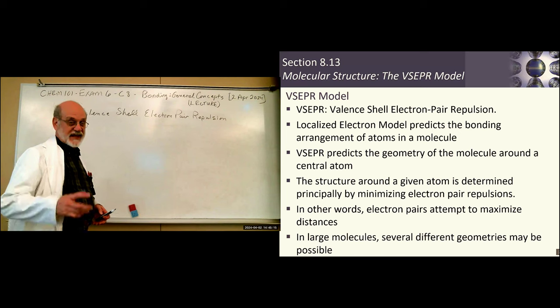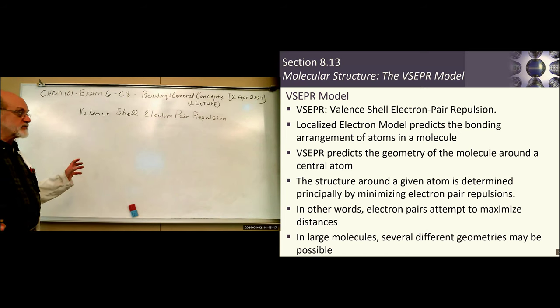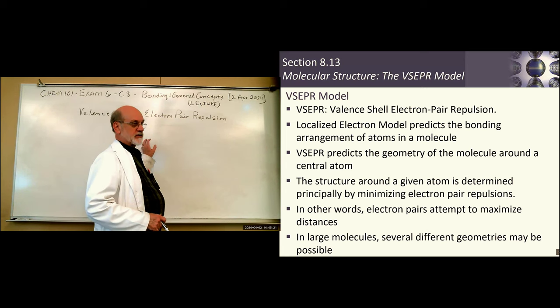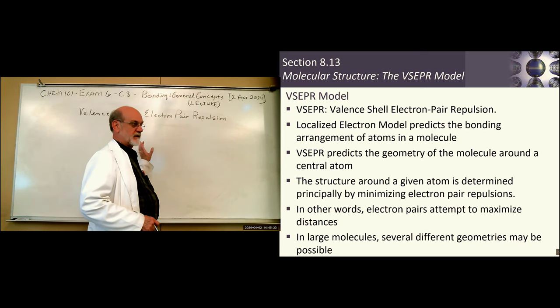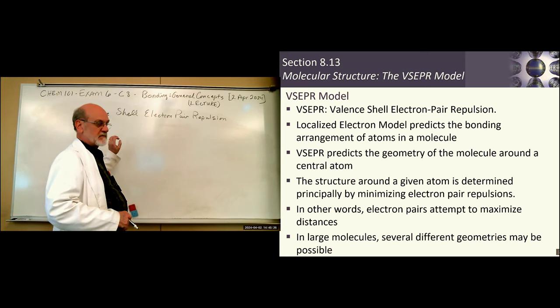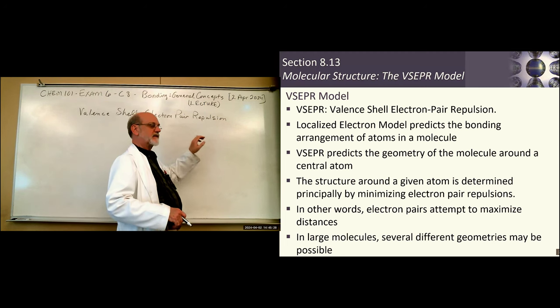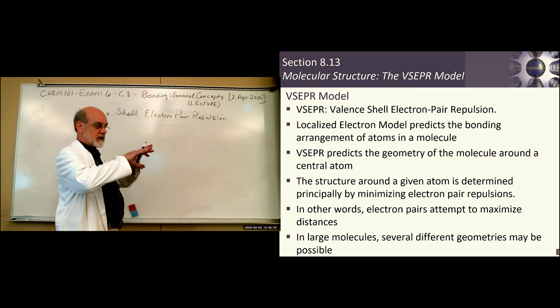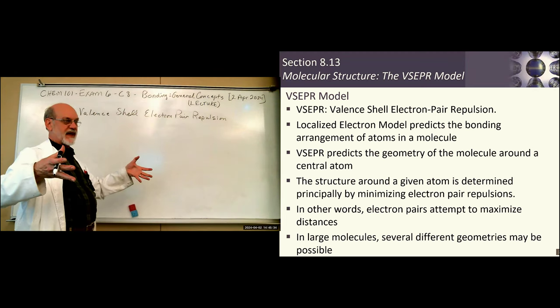Now, this last statement is true for large molecules. Large molecules can have several centers of geometry. And some centers will be tetrahedral, others might be bent. Some will be trigonal planar in the same molecule, but you need larger molecules in order to get that to happen.